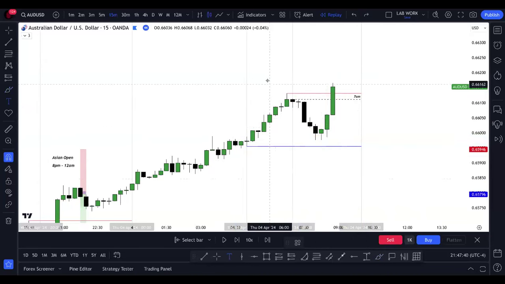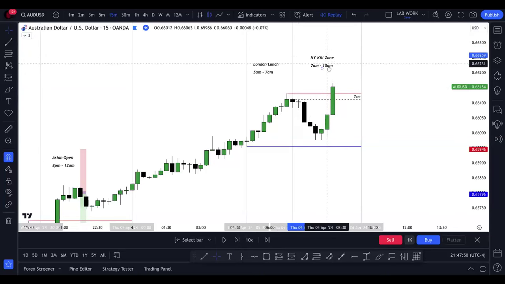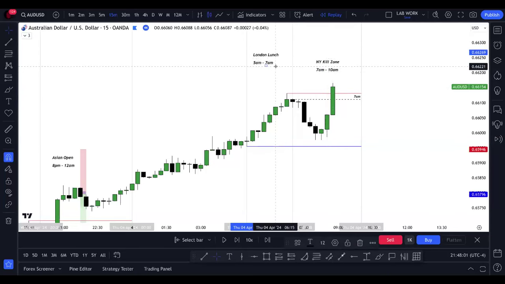And to give you guys the time, right? London lunch, that's the dead zone. This is 5 a.m. to 7 a.m. It's London lunch. Then we've got the New York kill zone. This is 7 a.m. to 10 a.m. There you go. We're not trading that 5 to 7. We're trading that 7 to 10. But we're framing it from 5 to 7 to get a trade here.